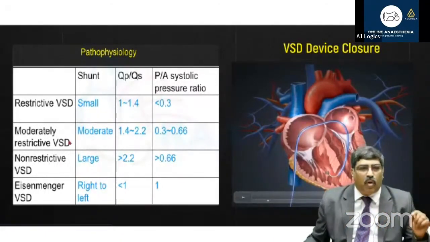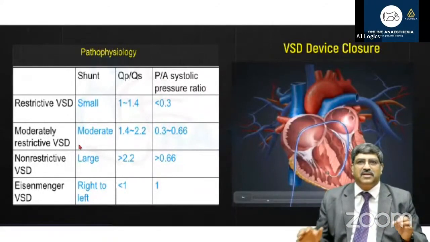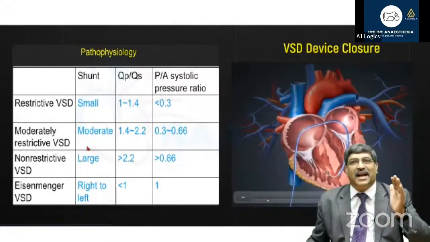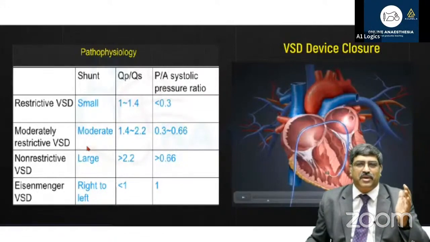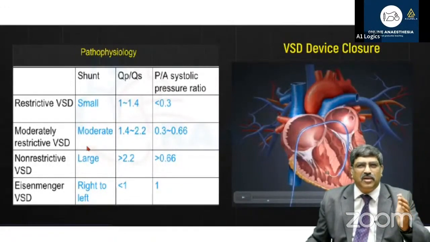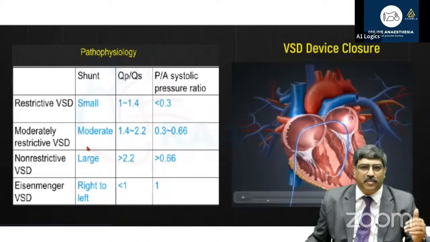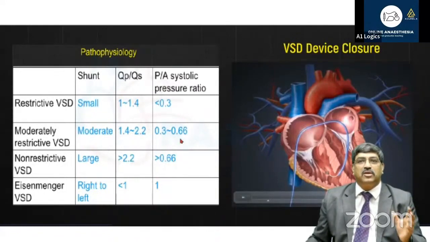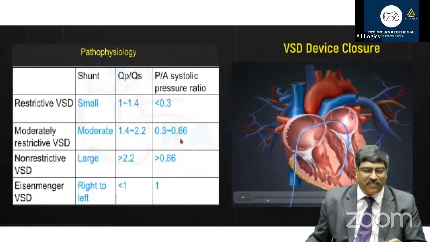In moderately restrictive VSD, the shunt is moderate and your QP might be slightly larger than the systemic, so your pulmonary blood flow will be slightly more than the systemic blood flow, and here the PA pressure will be 2/3 of your systolic pressure.